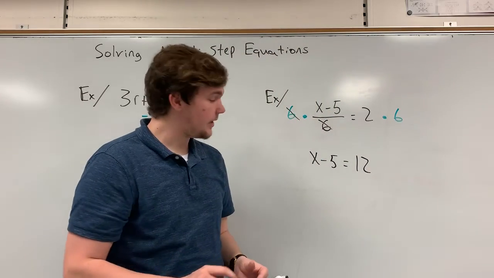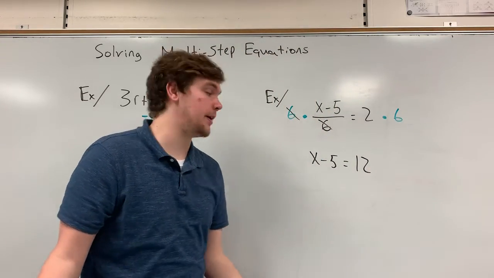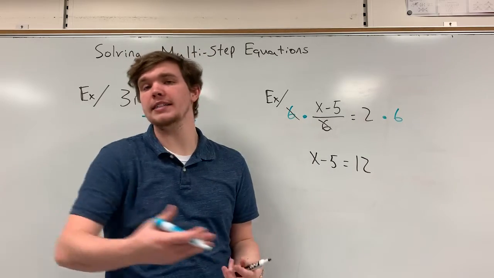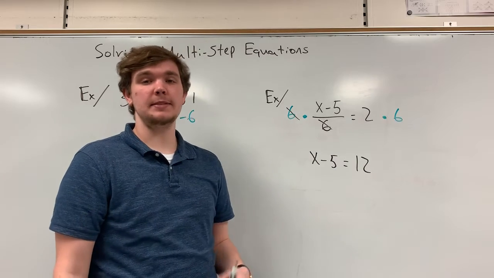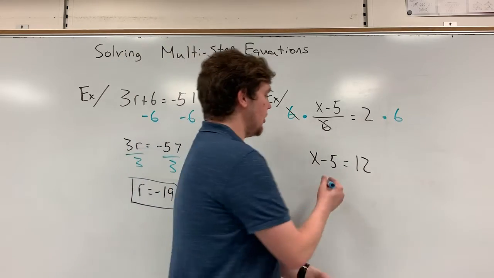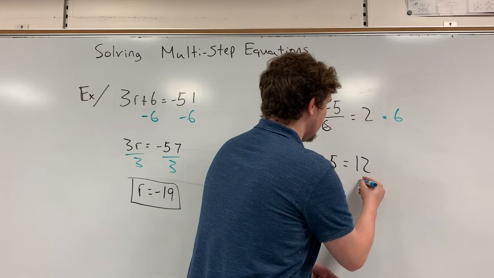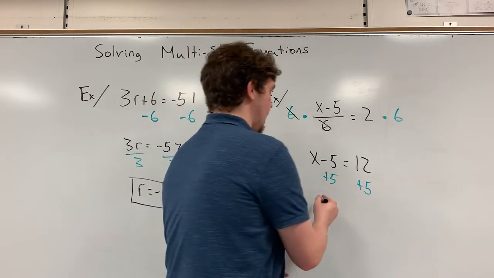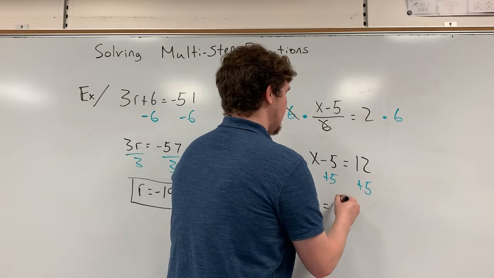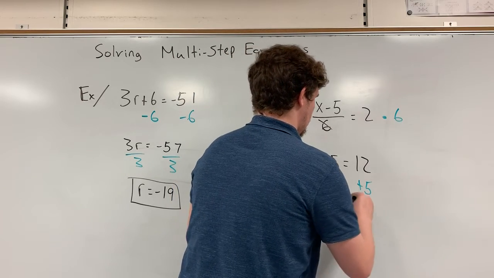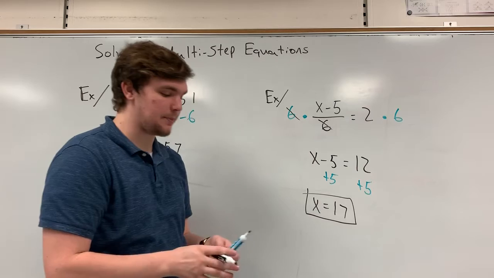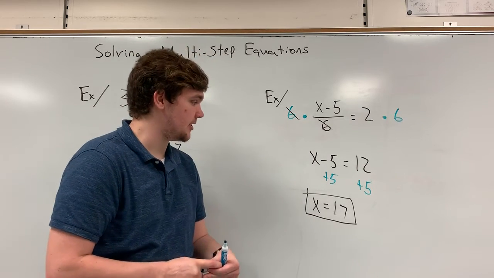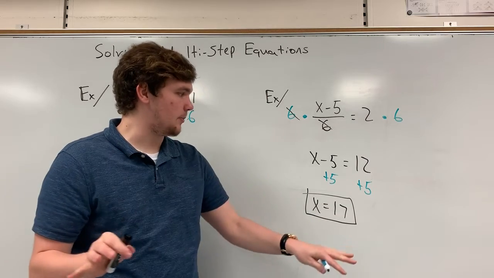Okay? And then now I really just have one more step here. I have this minus 5, and how do I undo minus 5? Well, the opposite of subtraction is addition, so I'm going to go ahead and add 5 to both sides. When I add 5 to both sides, I get x equals 17. Okay? And so now x is completely by itself, which is a good thing, right? Because x is practicing social distancing. So I'm completely done with the problem.